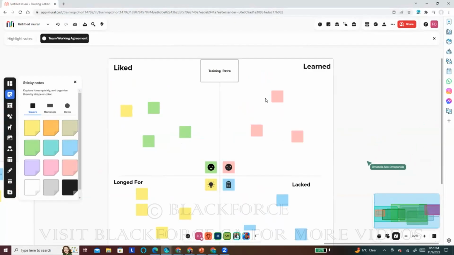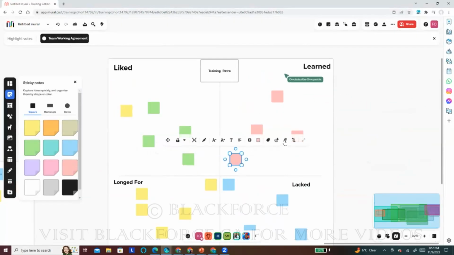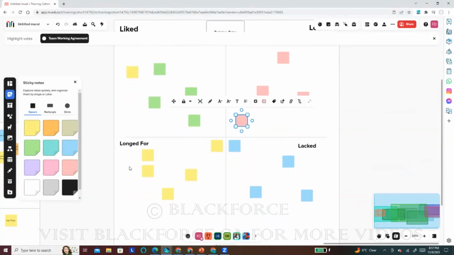What are the things you can say you learned? You put that in the learn part. Also, as you come down, you'll see another box here. You're going to put the one thing you long for. What do you feel this lacked, or think we can improve on?